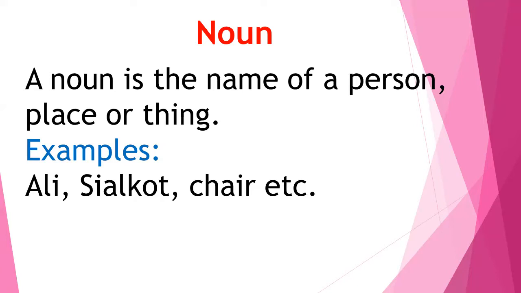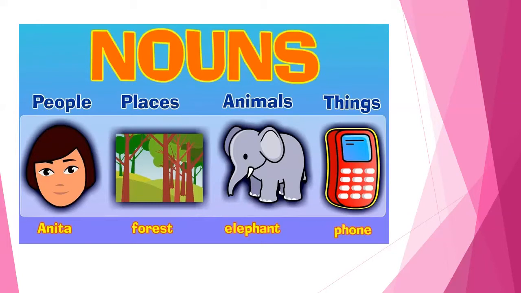Nouns. People are known as nouns. For example, Anita, Ali, Sana, Sara, etc. Places. Places are also known as nouns, like forest, your school, your home, Pakistan, etc. Animals. Animals are also known as nouns, like elephant, cat, dog, lion, etc.